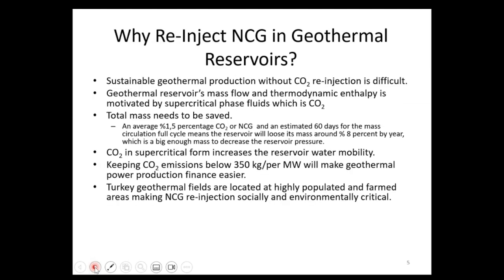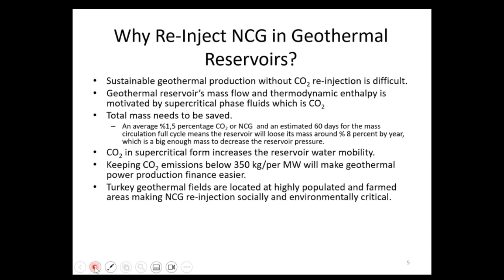Now, why do we have to re-inject? It's important for high-enthalpy power plants. We re-inject NCG into the geothermal reservoir because a geothermal reservoir forms over, let's say, millions of years. There is a balance of enthalpy, pressure, temperature, formation, and material solubility. Sustainable geothermal production with CO2 re-injection is a must, kind of.